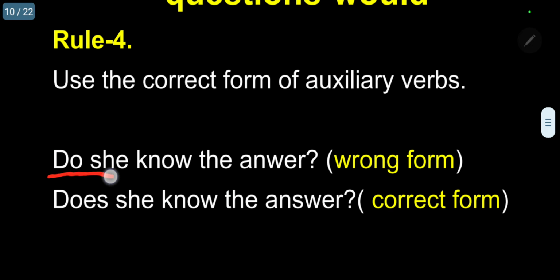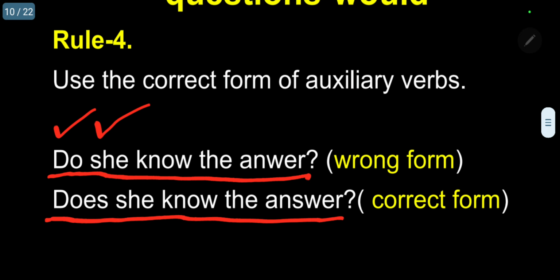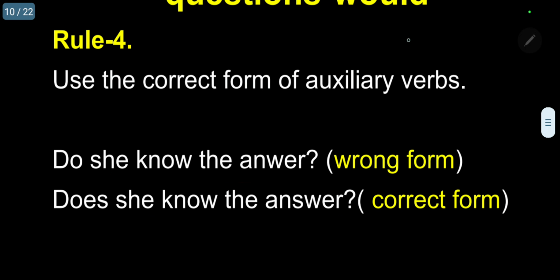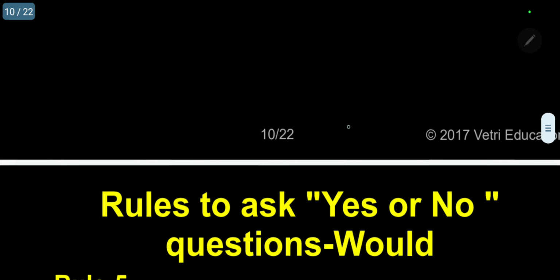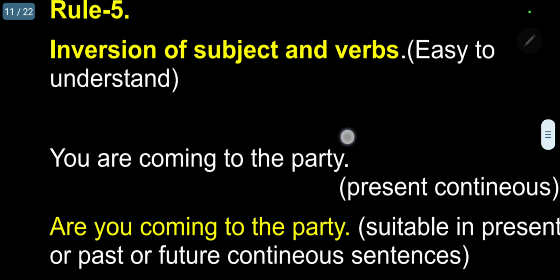Do she know the answer? So this is a wrong form. Because she is third person singular, whereas the verb do is plural. For a singular subject, we should not use a plural verb. So what is the correct form? Does she know the answer? அவள் பதிலை தெரிந்து கொண்டிருக்கிறாளா? So we have to frame like this. Question number 5. This is very interesting.